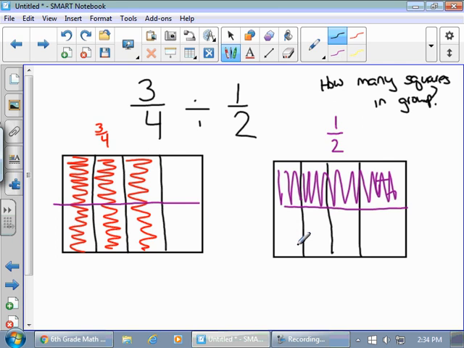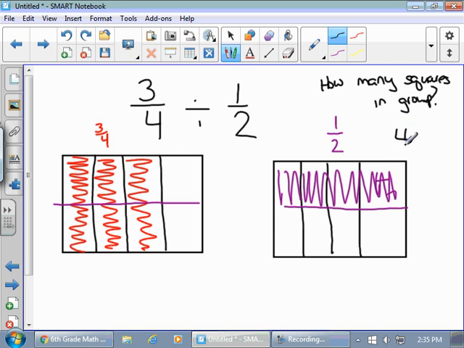Alright, you should be up to where I'm at. You cut each rectangle into 4, and you shaded the first one 3 out of 4. You cut the second one into 4s. Then you go back and you're going to cut them in half horizontally, and you're going to shade the second one in a half. Then you're going to answer the question, how many squares are shaded in the second rectangle?